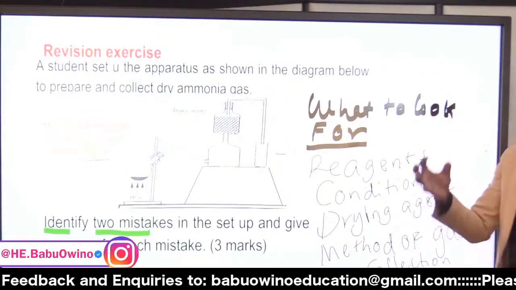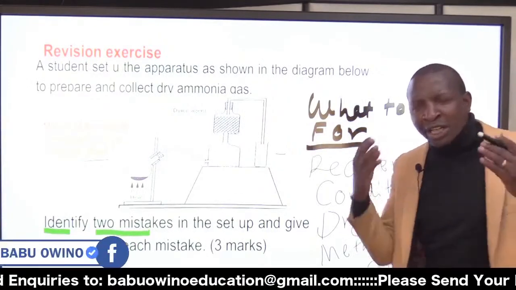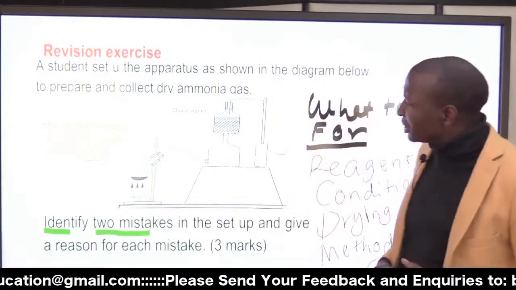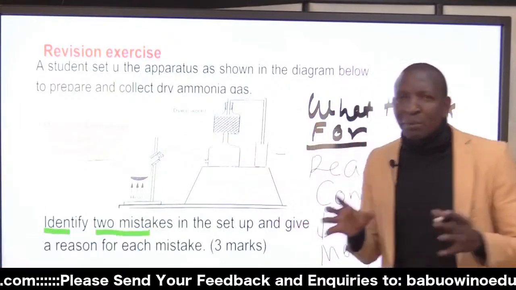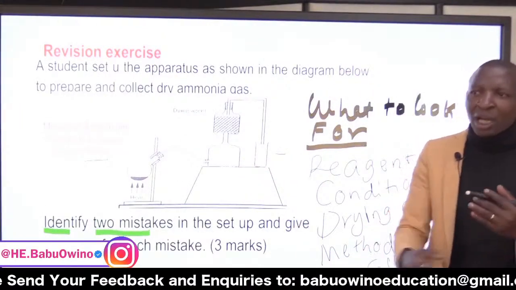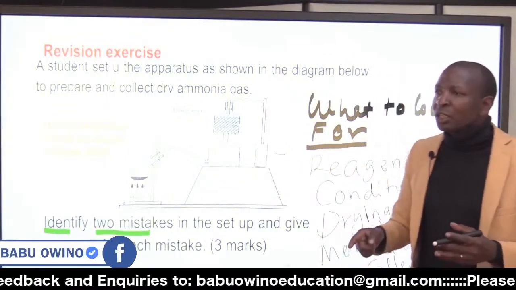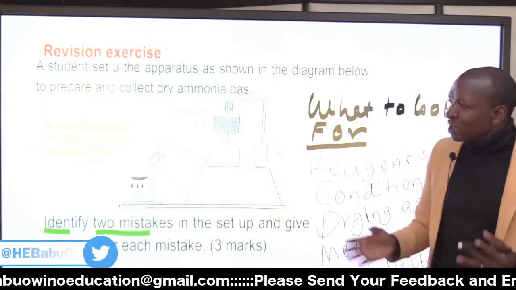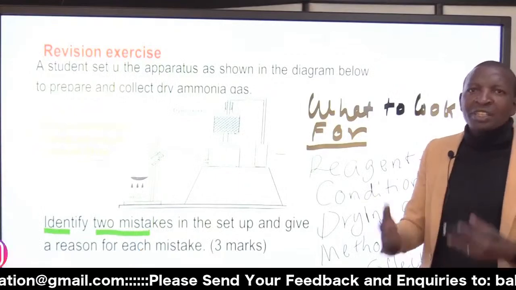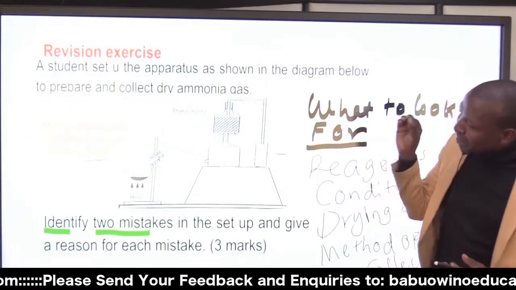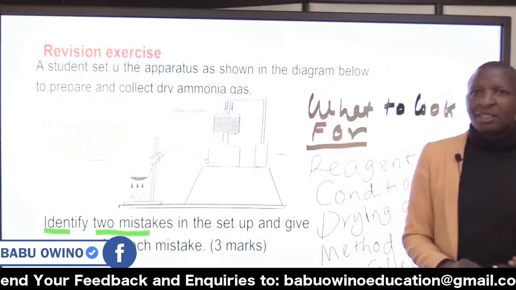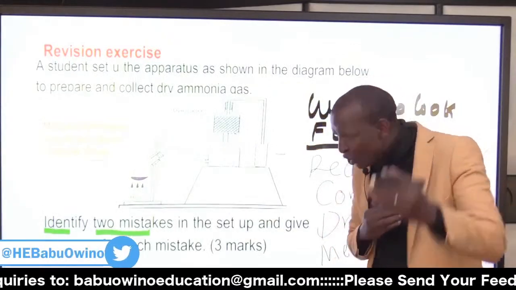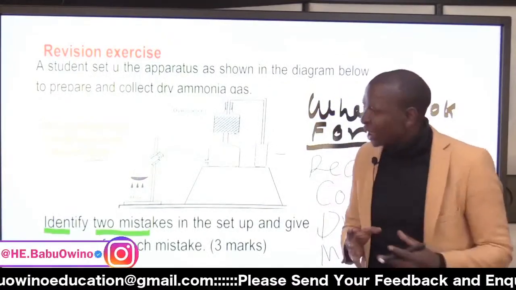Reason, the water vapor formed will condense and flow back to the flask. A student will come and say, when we're preparing ammonia, the flask should be slanting downward. So a student will say, the flask is not slanting downward. So that is not a mistake. If it's not slanting downwards, how is it slanting? So the mistake is the flask is slanting upwards. Reason, the water vapor formed may condense and flow back to the flask, causing it to break.